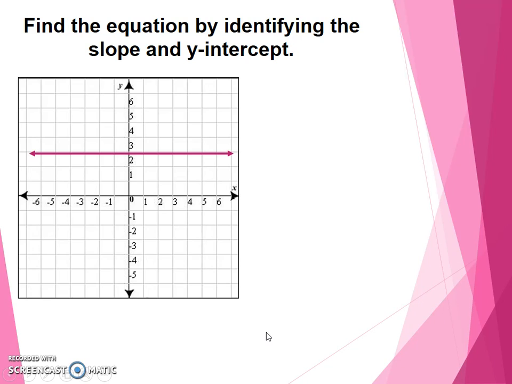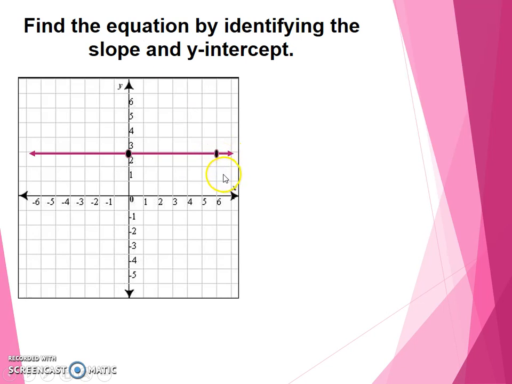Alright, what about a horizontal line? What would happen if we tried to write the equation here? Well, when I think about my y-intercept, I'm going to start that the same way. So I can see it's crossing the y-axis right here at +3. And we know that the slope of a horizontal line is going to be equal to 0.